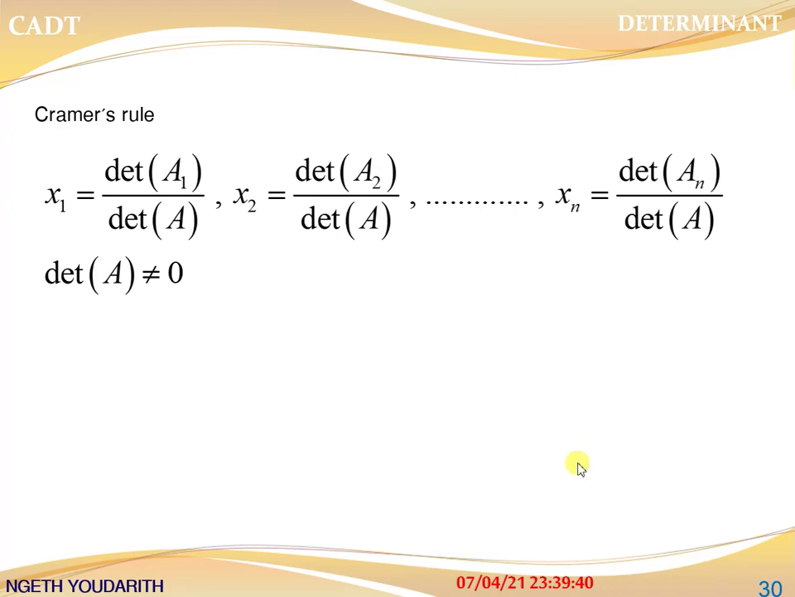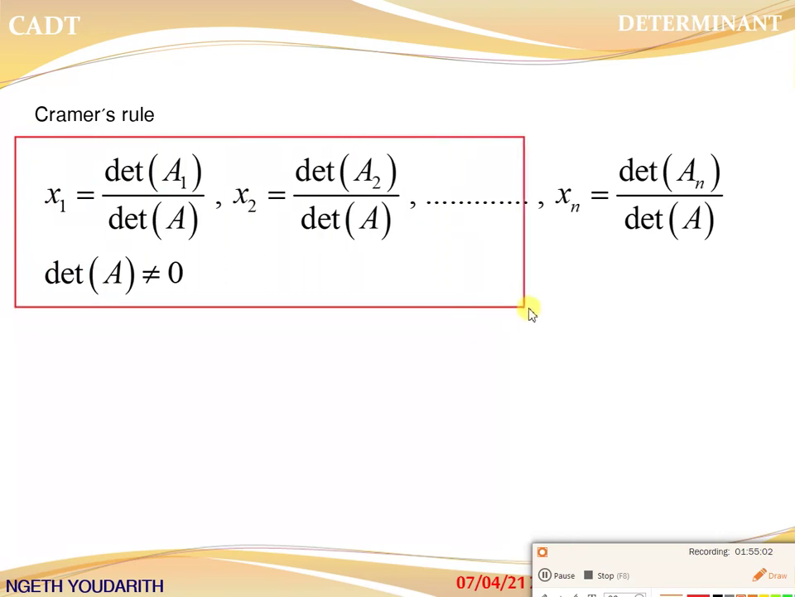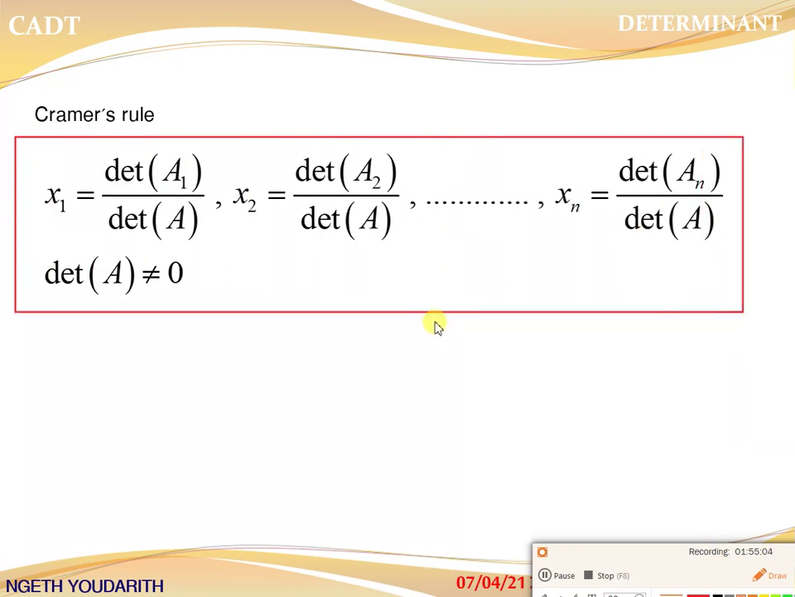And the next one we use is Cramer's rule. Cramer's rule means that we find x1, x2, or x3, divided by the determinant. This is the formula of Cramer's rule.